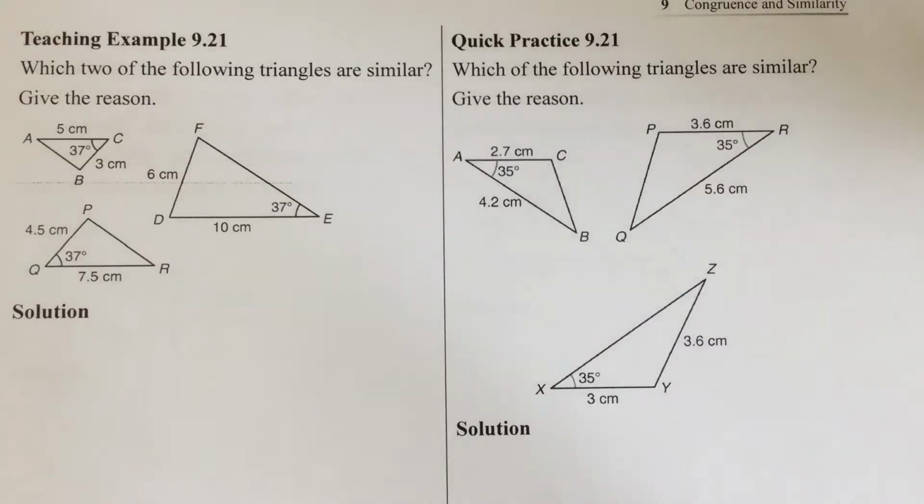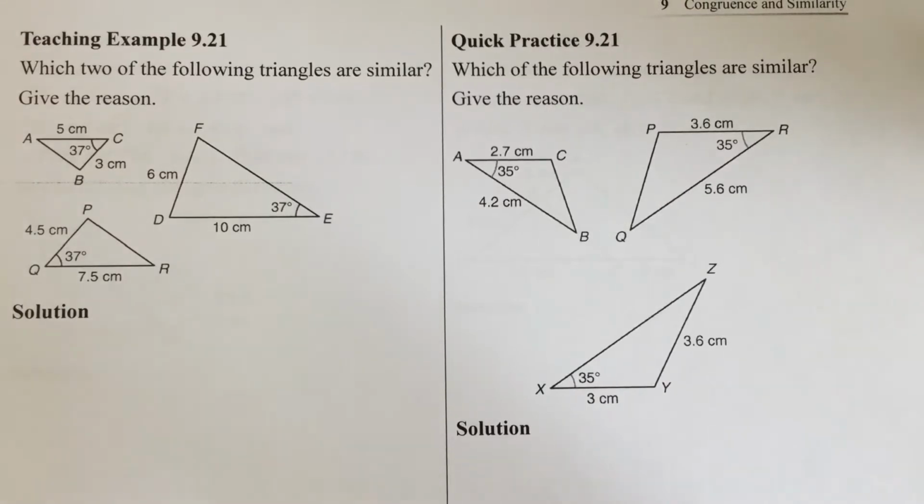Hello all, in this video we will do some further examples about the ratio of two sides include angle. So we will have teaching example 9.21 and 9.22, and also you will have the quick practice 9.21 and 9.22. Now look at the question. We are going to find out which two of the following triangles are similar, and also give the reason.